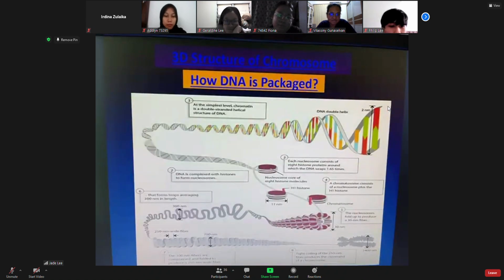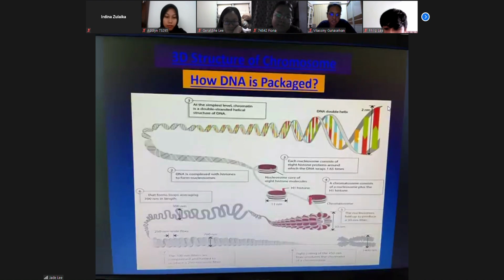Okay, this is how DNA is packaged. Okay, daripada ini panjang, lepas tu dia kelilit dia punya histone, lepas tu come with H1, hold it and buat dia menjadi satu yang sangat padat, lepas tu menjadi macam ni. This is how DNA is packed and made into chromosome.